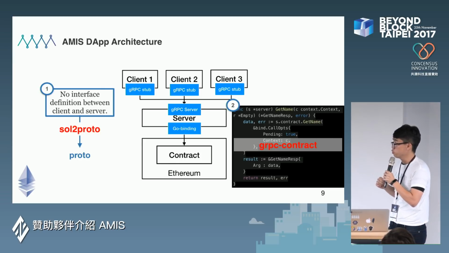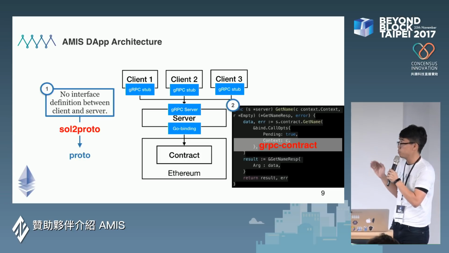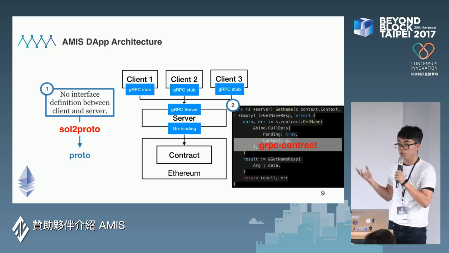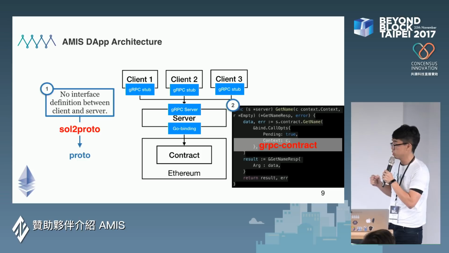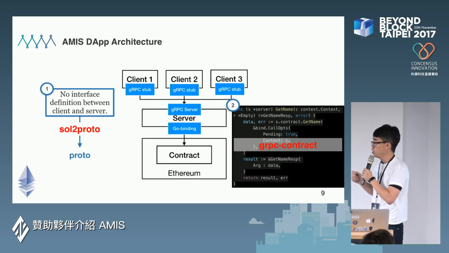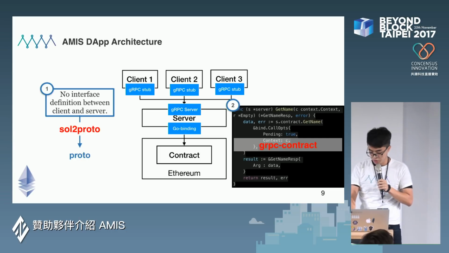For the first issue, we can have a portal to define the interface between the client and the server, and the communication between them can be through gRPC. So we provide a tool, so2portal, to generate the portal file automatically. For the second one, we can use Go binding and the generated portal file to generate the server code automatically for you. This tool is gRPC contract.